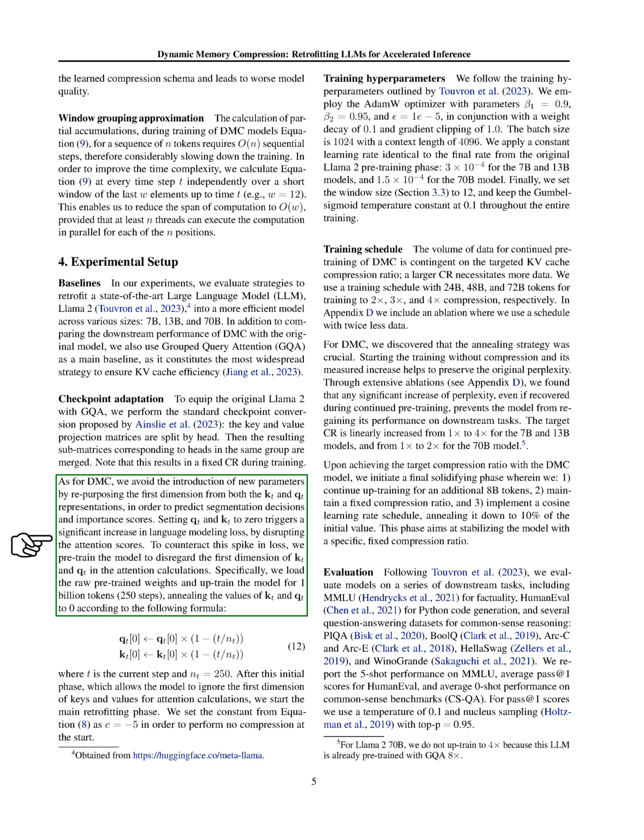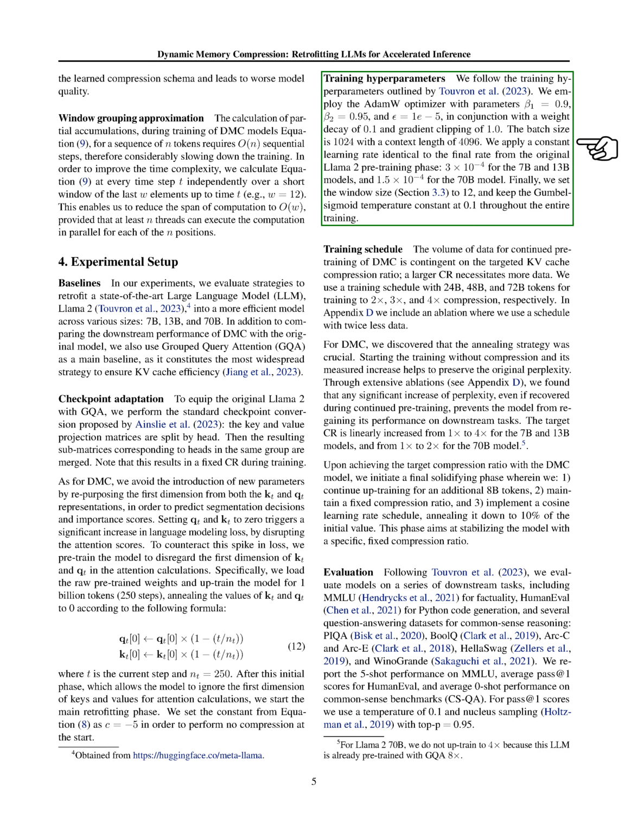For DMC, we repurpose dimensions from key and query representations to predict segmentation decisions and importance scores, avoiding the introduction of new parameters. We pre-train the model to ignore certain dimensions in attention calculations to prevent a significant increase in language modeling loss. We adhere to specific training hyperparameters, utilizing the AdamW optimizer with defined parameters, weight decay, and gradient clipping. The batch size, context length, learning rate, window size, and Gumbel sigmoid temperature are set accordingly for efficient training.